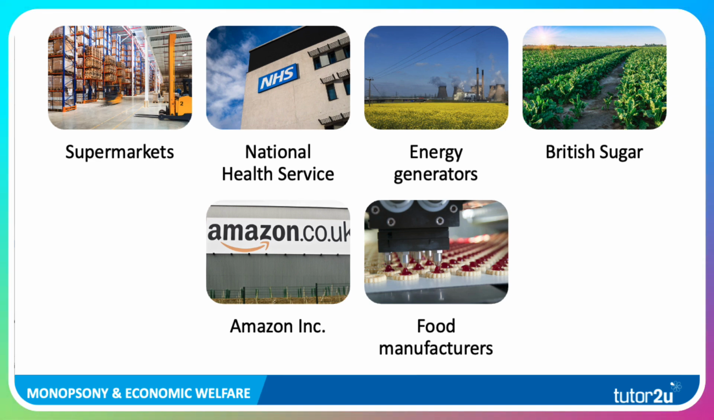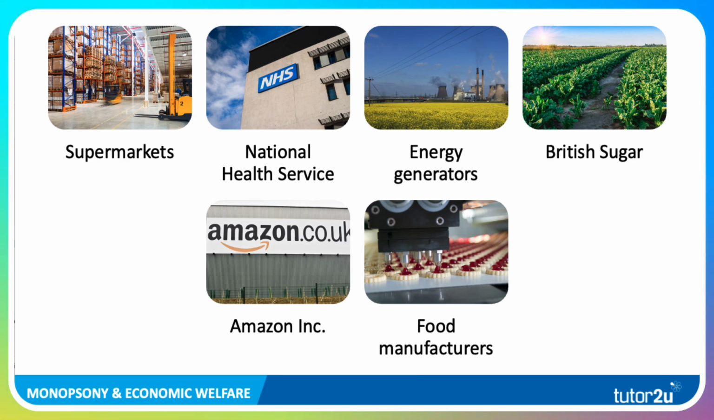Now this monopsony can happen both in product markets, where for example you're buying raw materials and component parts. It also happens of course in the labour market. You may well have studied that, where firms have buying power when they're hiring labour. So supermarkets have significant monopsony power when they're buying supplies from manufacturers and from farmers and growers. The National Health Service is a major purchaser of pharmaceuticals and other medical products. The energy generators buy a lot of inputs and they have buying power.